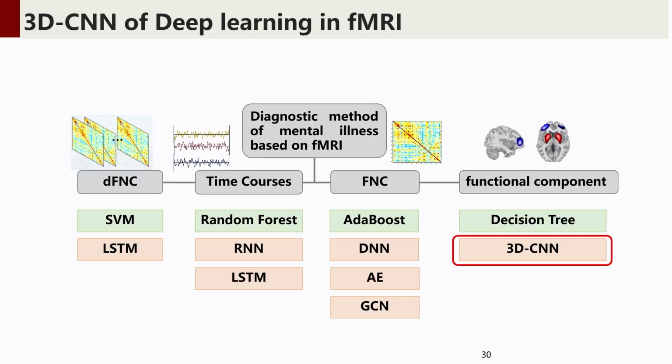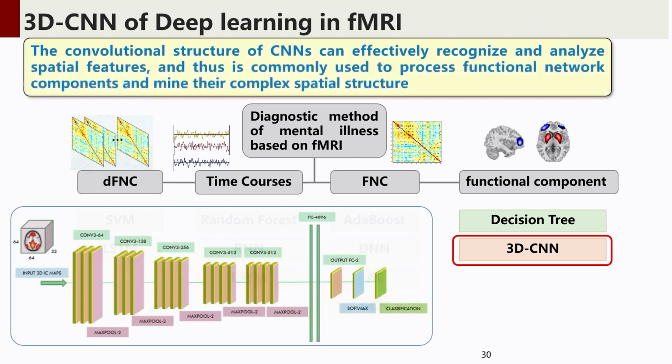And then next we go to CNN. We know that the previous CNN was mostly used for 2D natural images, while for MRI data, we usually have at least a 3D structure or fMRI contrast maps. So the convolutional structure of CNN could effectively recognize spatial features, and is also used to deal with functional components or some complex spatial structures such as gray matter volume or density.